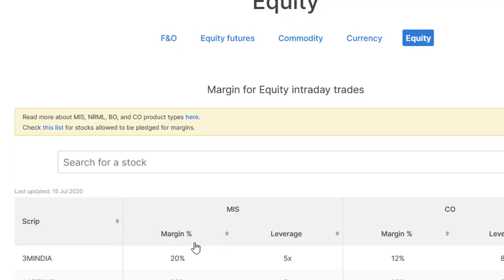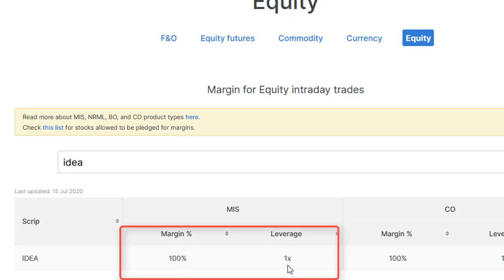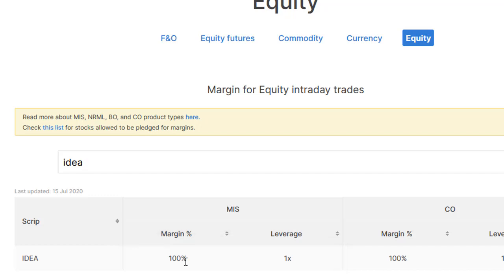To understand better, you can see the Idea stock. When you type Idea, you can see the margin showing 100%, because there is no leverage, it's a leverage of one. So you need to pay 100% of the margin. If the stock price is 100 rupees, you have to purchase it with 100 rupees. There is no leverage available, so you need to pay 100% margin. That is margin percent, and I hope you understand.